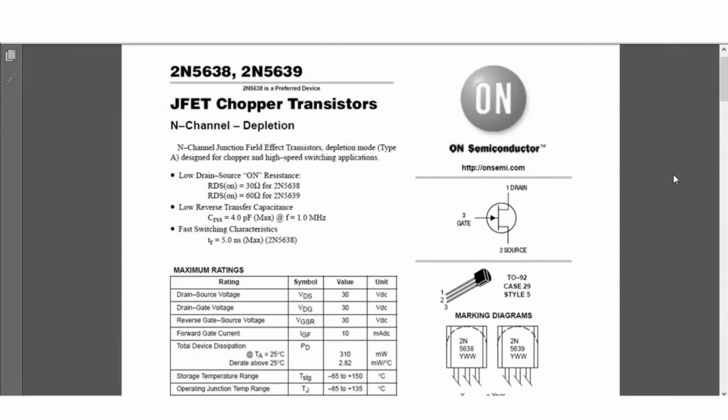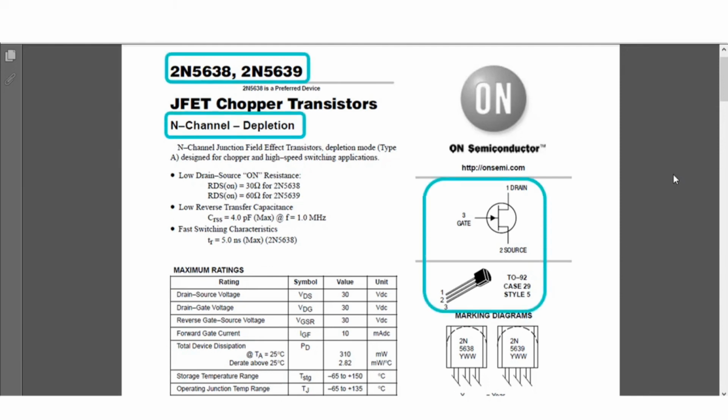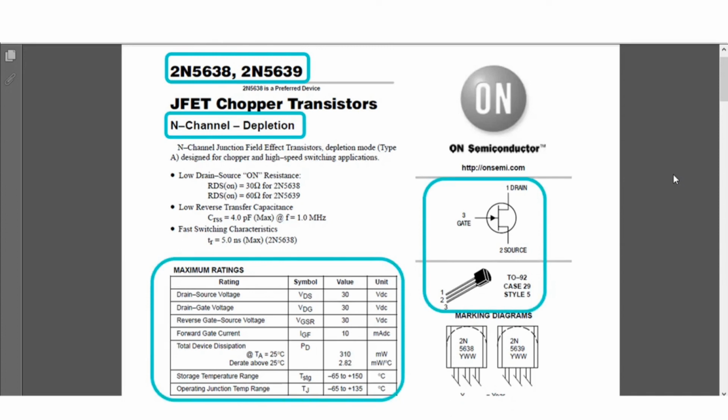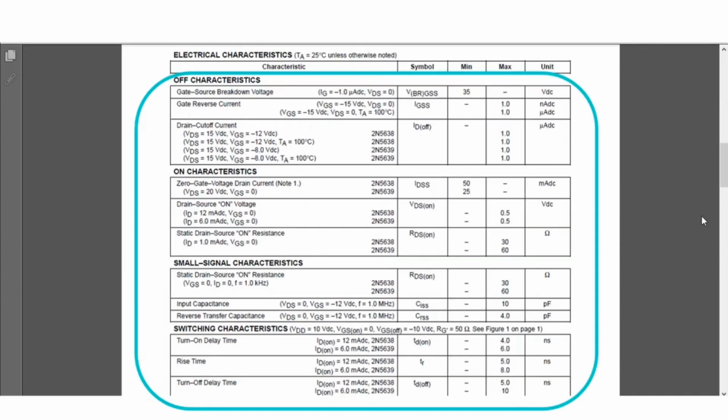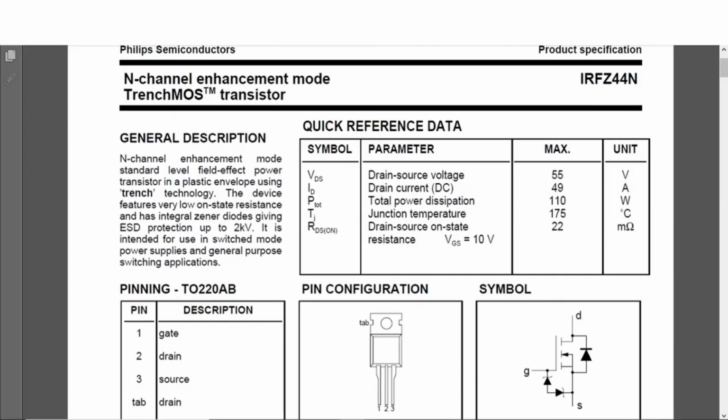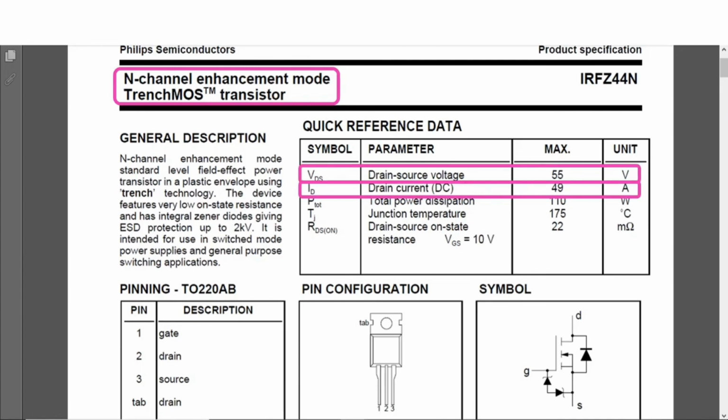Likewise, in the datasheet information of the widely used 2N5638 JFET transistor, we can access the information that it is N-channel, the pin name and location information, the maximum operating temperature ranges, and a lot of information about its electrical characteristics. When we look at the information of the IRFZ44 transistor, which is also very widely used, we can see that it is an N-channel enhancement mode MOSFET. In addition, from its technical features, there is information that current can be controlled up to 49 amps and voltage can be controlled up to 55 volts with this MOSFET.